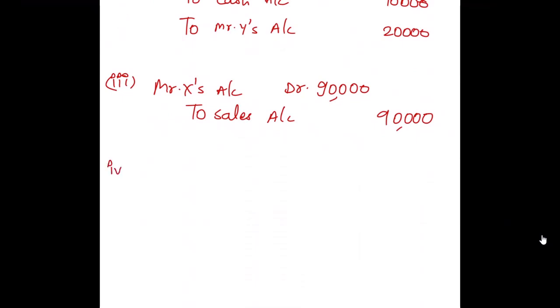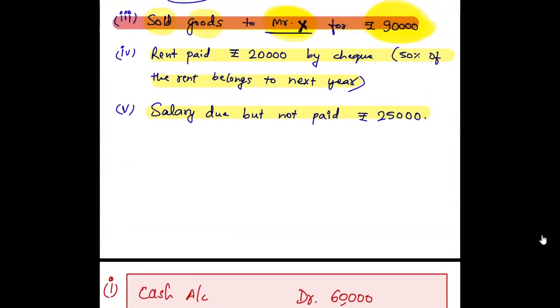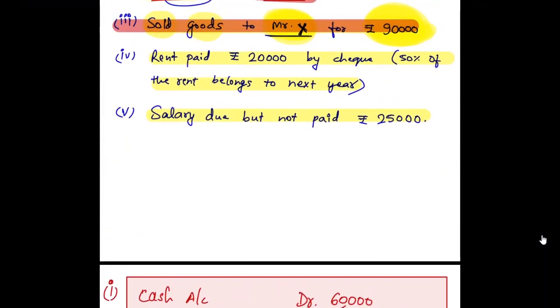Let's do the fourth one. I want the answers fast. This is also an interesting case. I have given you all the twisted cases right now. So rent paid rupees 20,000 by check. 50% of the rent belongs to next year. This does not belong to the current year. What will we do for this?